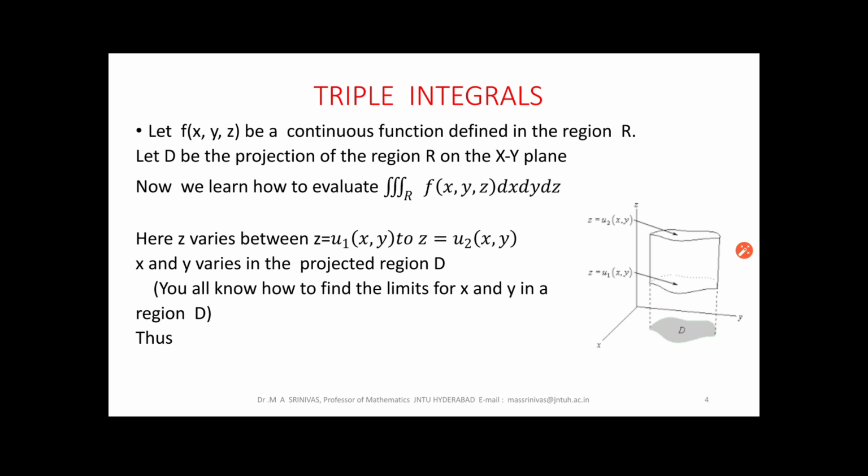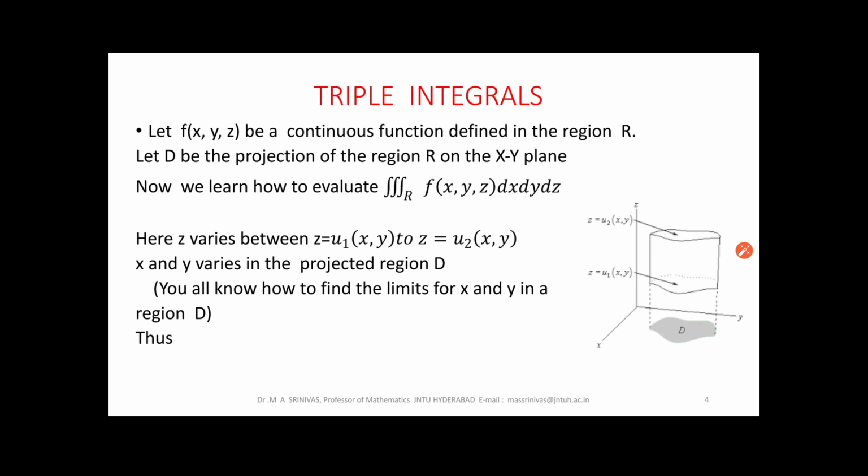Now, how to evaluate the triple integral over R? As I said, I am looking at this region R as a region between two surfaces, z is equal to u1 of xy and z is equal to u2 of xy. So the limits for z, we can identify them as u1 of xy to u2 of xy, where the other two variables x and y vary in the projected region D on the xy plane.